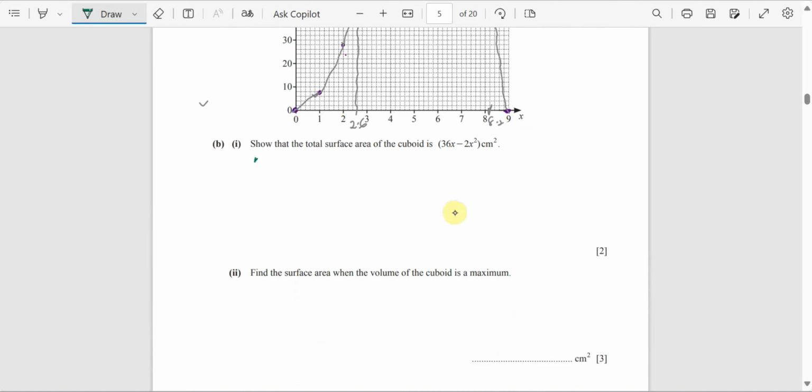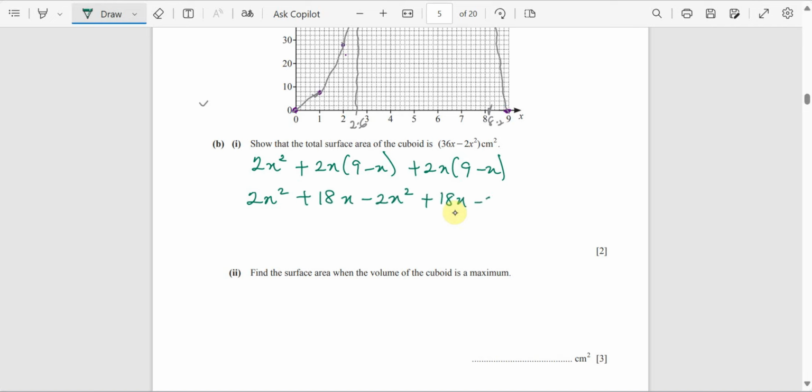So we have, first one is 2x squared. The other one is 2x into bracket 9 minus x. And then we also have another 2x into bracket 9 minus x. So let's solve this. This is 2x squared plus 18x minus 2x squared plus 18x minus 2x squared. So this will cancel out. I have 18x plus 18x, that's 36x minus 2x squared. And that is what we were told will be the answer.